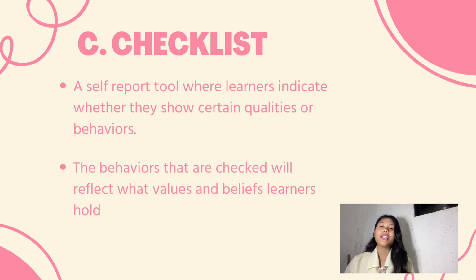For example, a checklist may include statements like, I help my classmates when they need assistance. Another is, I listen respectfully when others are speaking. I follow classroom rules even when the teacher is not watching. And learners will then check yes or no for each statement. Through these answers, teachers can see the values and behaviors the learners practice, such as respect, responsibility, and cooperation.